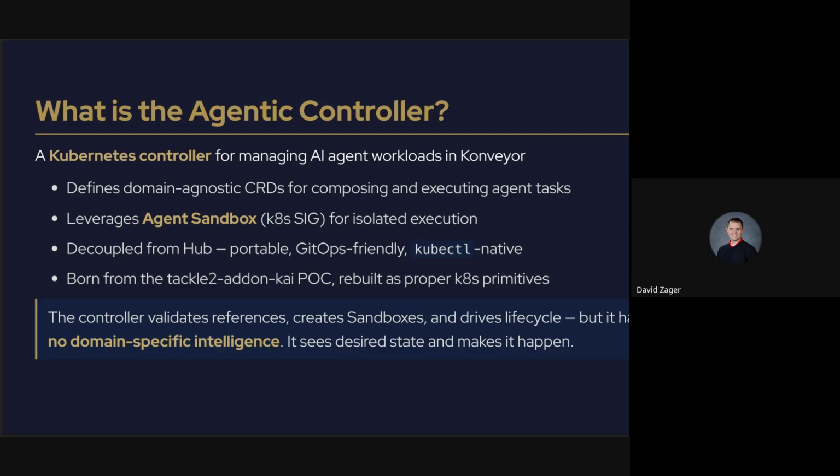It's decoupled from the hub. The main reason for pointing this out is to say that it doesn't have domain specific knowledge about Konveyor specifically. It doesn't know directly about applications. It sees desired state and makes it happen. So these controllers are pretty dumb. The intelligence comes from the hub and the UI.